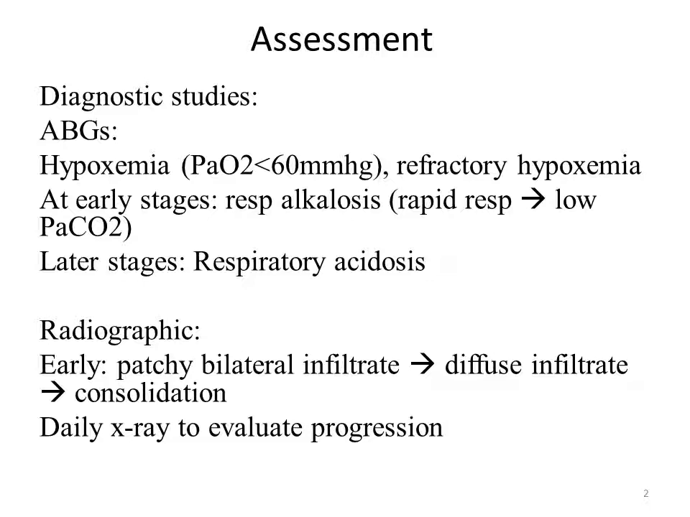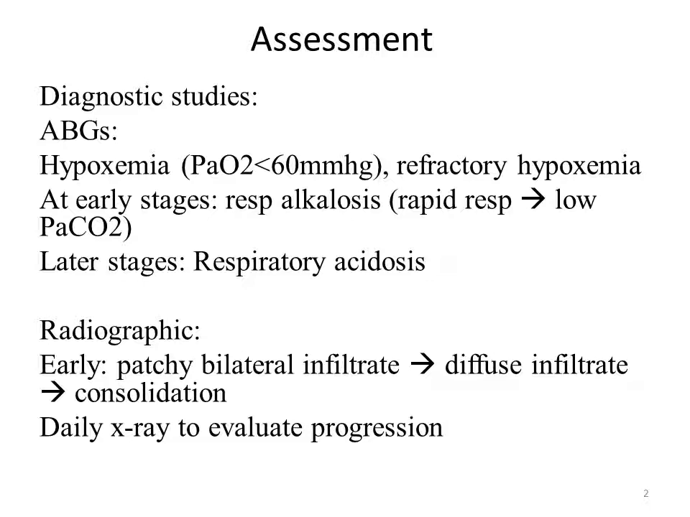Hypoxemia is present. The PaO2, as we said, may be less than 60 millimeters of mercury and could be refractory hypoxemia. At an early stage, we said there is respiratory alkalosis because of the rapid respiratory rate, which lowers CO2, but in a later stage, respiratory acidosis. Radiographic changes: early patchy bilateral infiltrates, fluid accumulation in the lungs, then diffuse infiltrate and consolidation, damaged lung tissues.